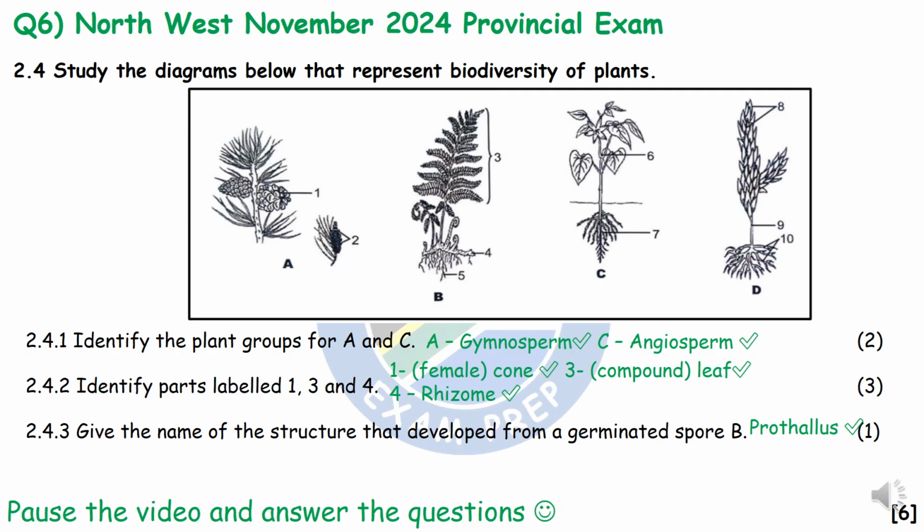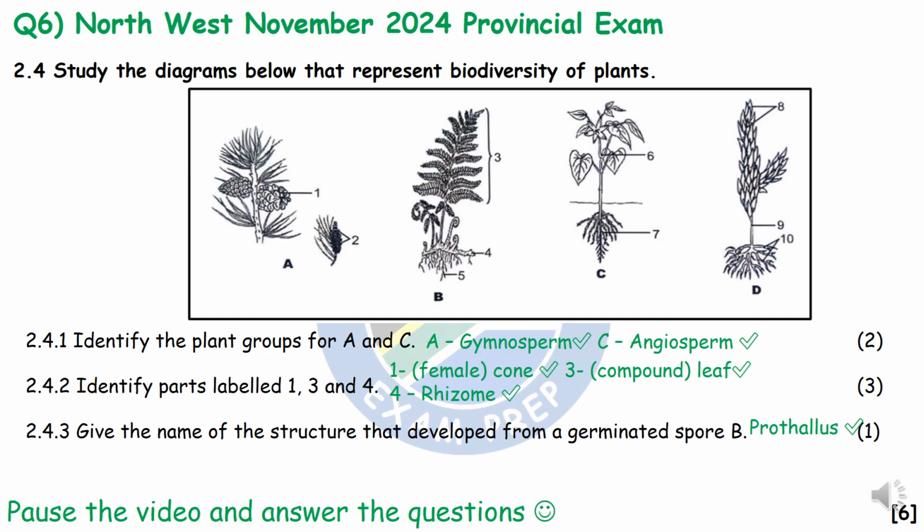Question 2.4.1 asks you to identify the plant groups for A and C. A is the gymnosperm. We know that it is a gymnosperm because we see that there are 2 cones visible. C is an angiosperm. We know this because we can see the flower that is visible on the plant. So that means it must be an angiosperm. Question 2.4.2 asks you to label the parts 1, 3, and 4.